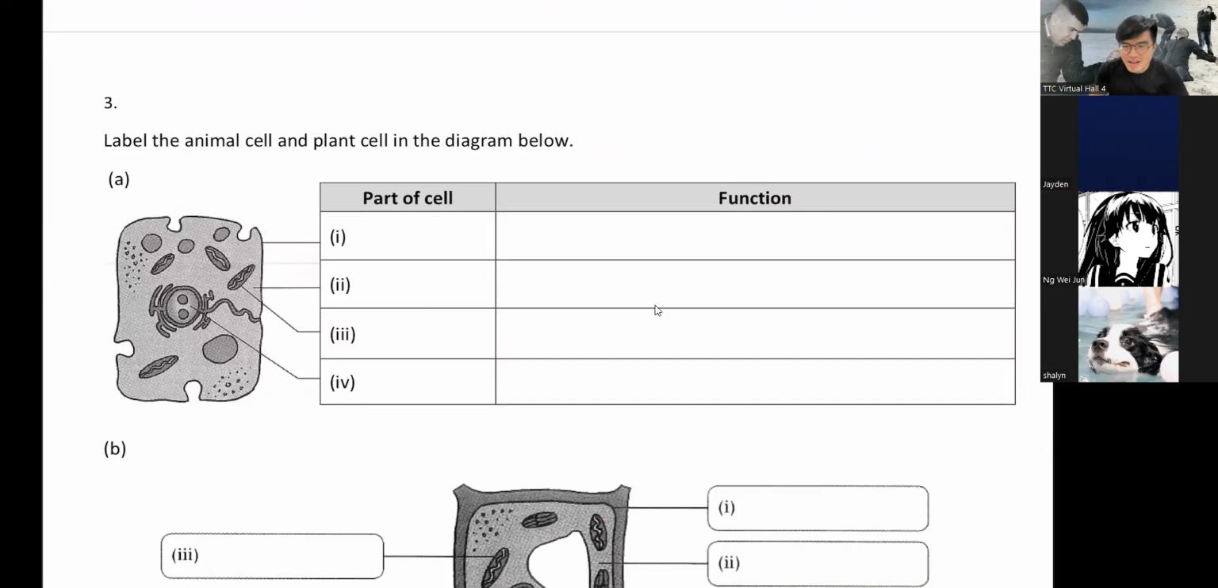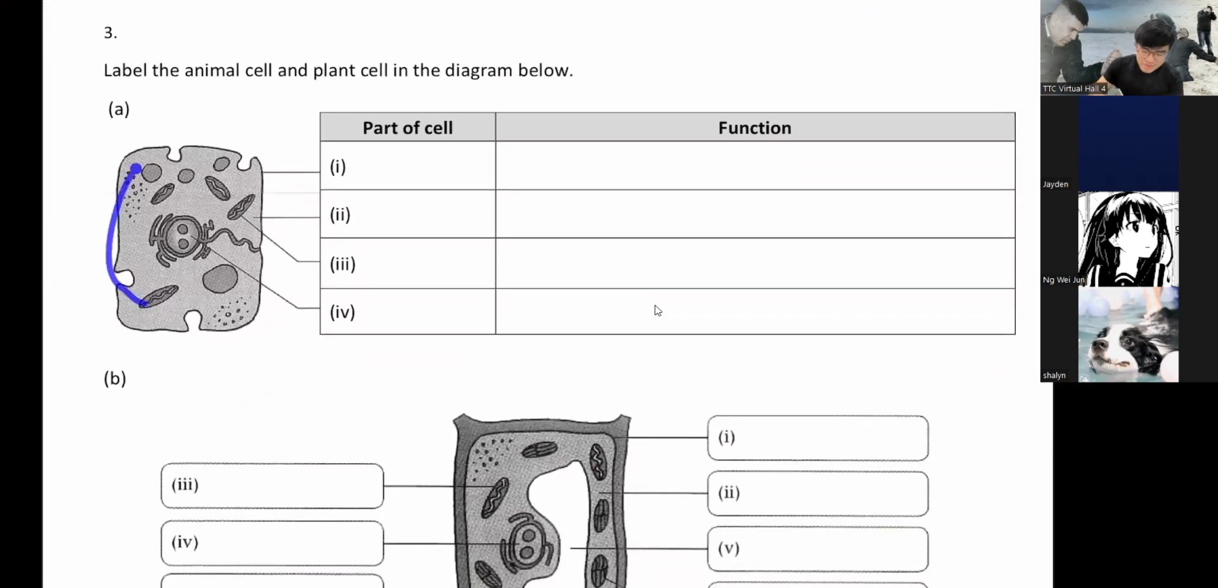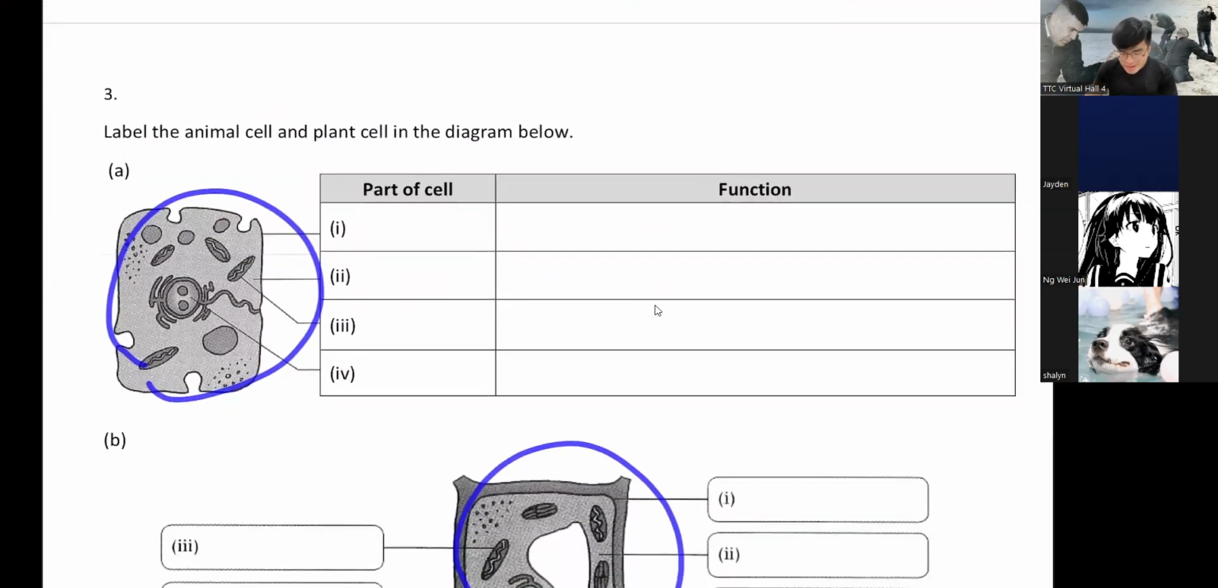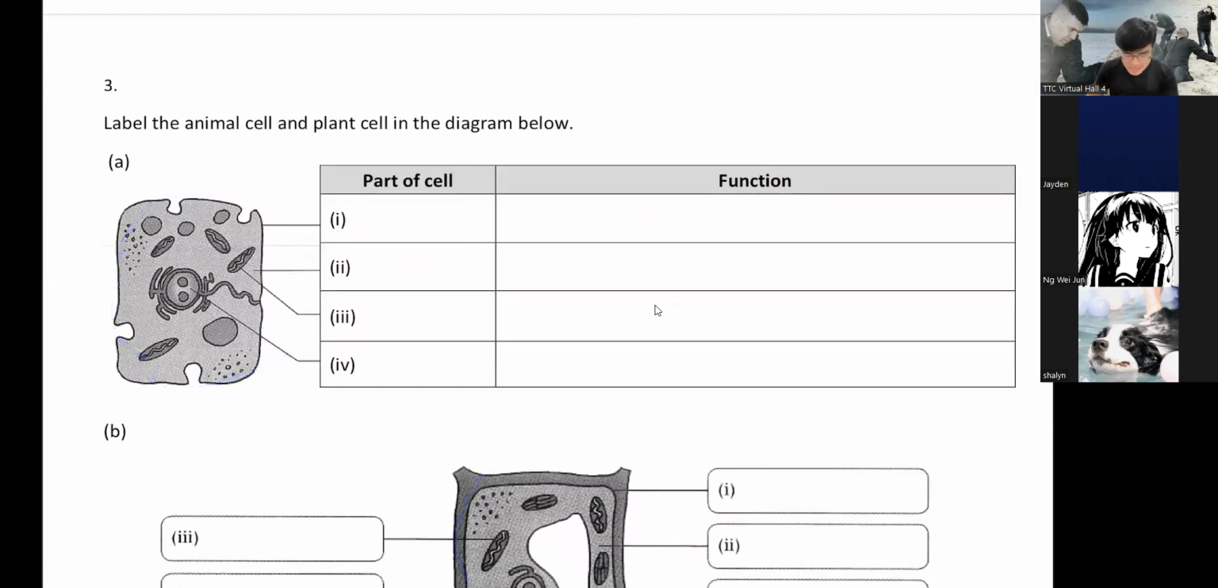This is our cell. Do you remember them? What is your cell? Of course, you have your animal cell and you have your plant cell. So what are the parts here? The first one, the skin. You see, this is pointing to the skin of the cell. The skin of the cell is called the cell membrane.